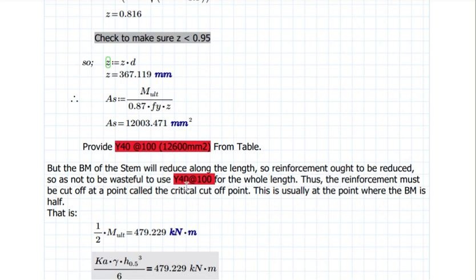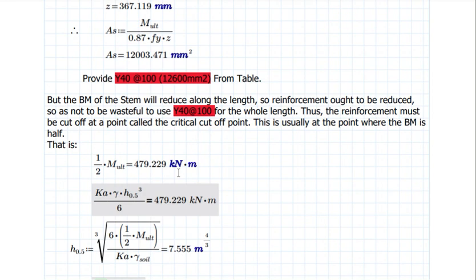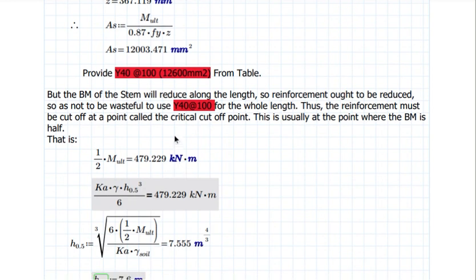Checking our area table, we've gotten the provided area of steel to be Y40 at 100. You might be seeing this to be weird, but it is because we are using mild steel. That is literally why it is that high. We've sufficiently provided something a little bit higher than the area of steel required, so we are good. And 100 mm spacing is not so bad, so just leave it.